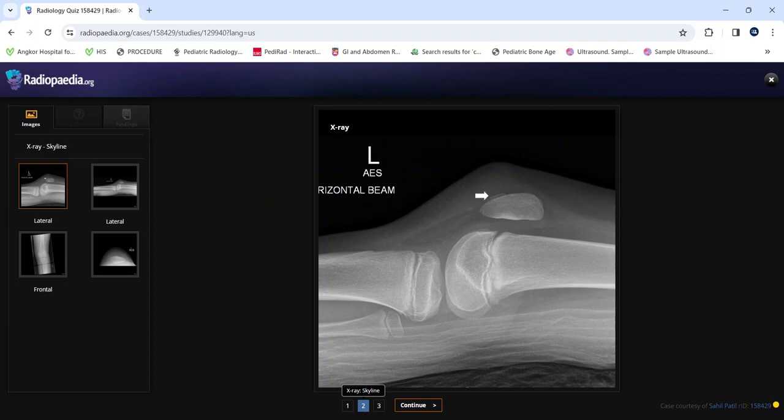So here is her knee radiograph on the lateral projection. We can see a small fragment, with the solid arrow indicating it, with adjacent swollen soft tissue.